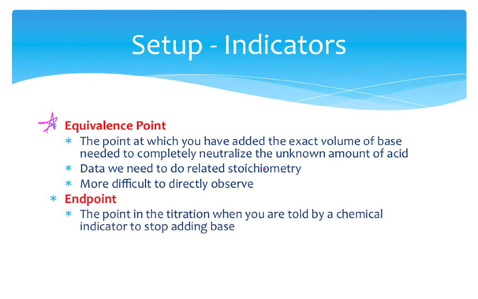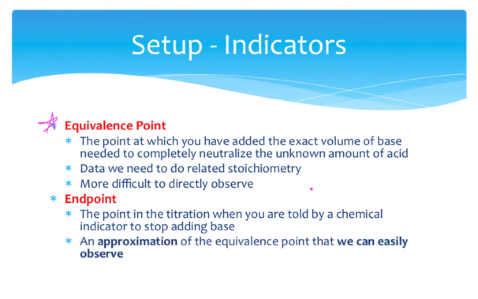The other option in doing a titration is something known as the end point of the titration, and this is what we're actually going to be measuring in this experiment. This is the point in the titration when you're told by a chemical indicator, and we'll talk about what that is in a second, to stop adding base. And what happens with the end point is you'll get a visual change in color, and that change in color says you've gotten to the end of the titration, and as a result, you should stop adding the base in.